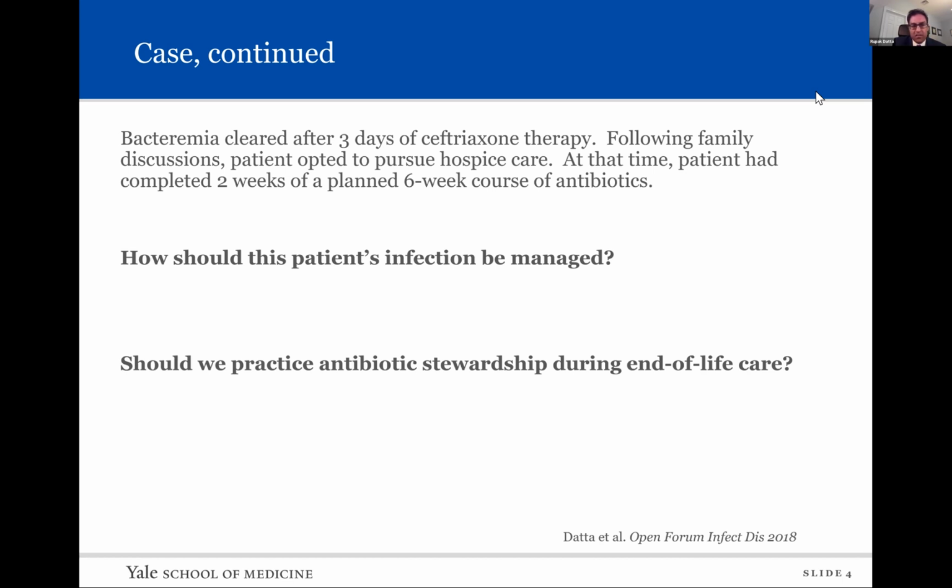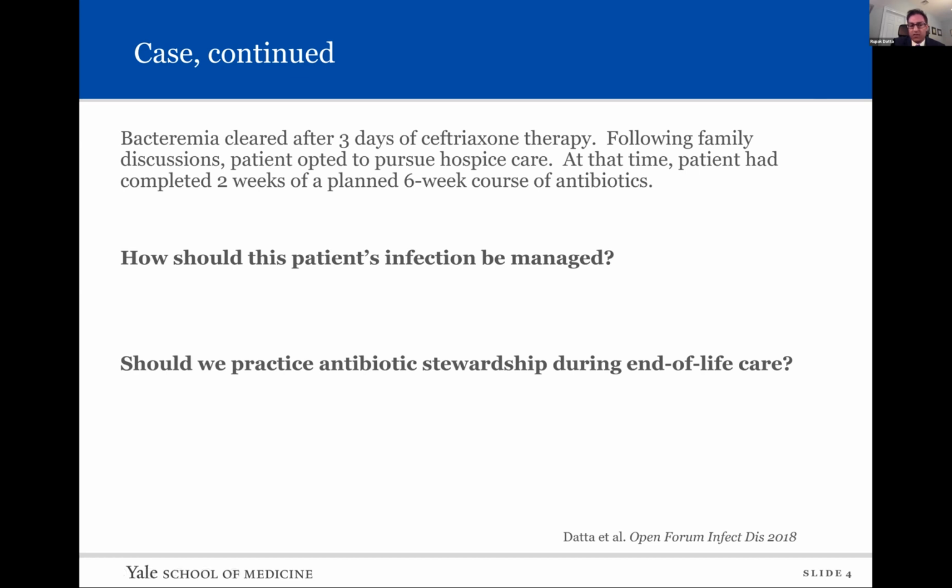The first was, how should this patient's infection be managed? Meaning, would she be a candidate for continued outpatient parenteral antibiotic therapy in the hospice care setting? Should she be transitioned to oral antibiotics? Are antibiotics consistent with hospice care and a focus on comfort? So the optimal choice was not readily apparent. And from my own standpoint and interest, it begged the question, should we practice antibiotic stewardship during end-of-life care?